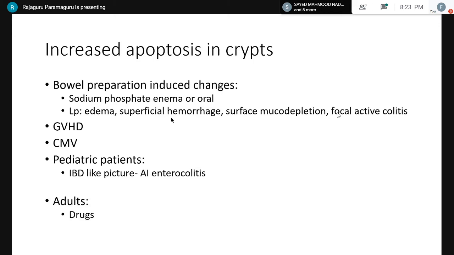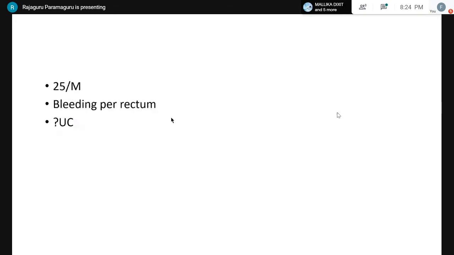The other thing will be GVHD, and next will be CMV. So we will have to keep in mind cytomegalovirus infection also. In pediatric patients with a picture like inflammatory bowel disease with increased apoptosis and not showing any response to conventional treatment, you will have to consider the possibility of autoimmune enterocolitis. Definitely the small bowel is also going to show involvement, but this has to be kept in mind. In adults, it will usually be the drugs. So you will have to find out the drugs by speaking to your clinical colleagues.